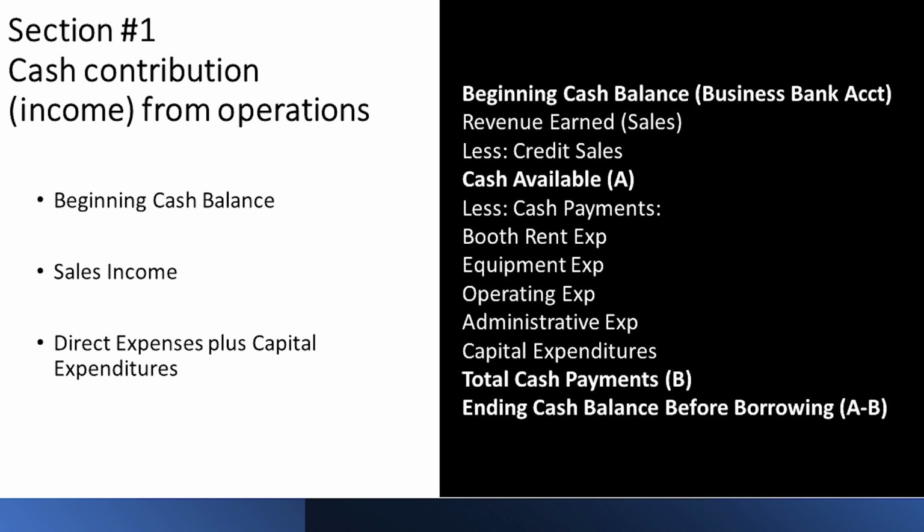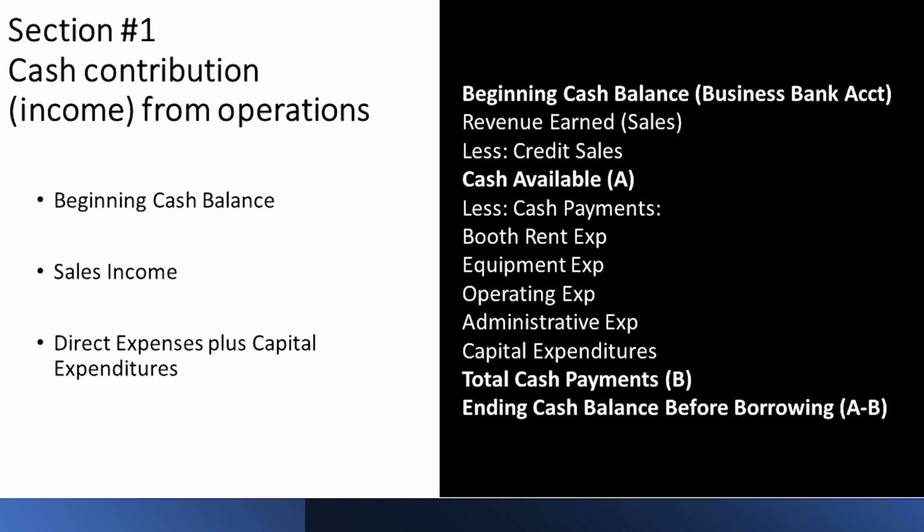We're going to subtract A, which in this case is the cash available. We're going to subtract away the cash payments from that number, A minus B, and that's going to give us our ending cash balance before borrowing. Okay? Let's go to our next section.